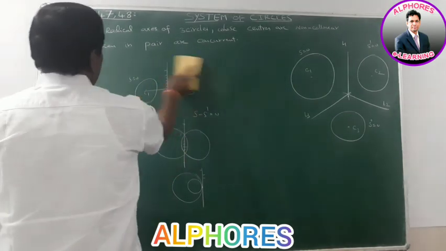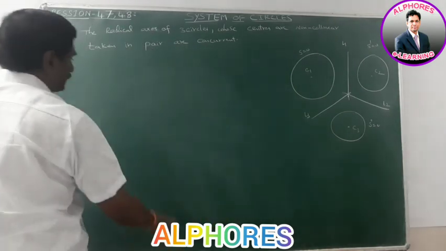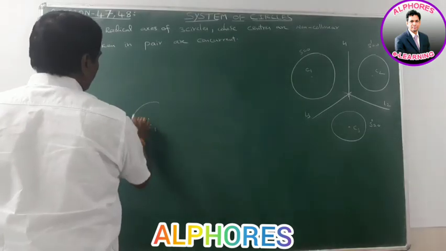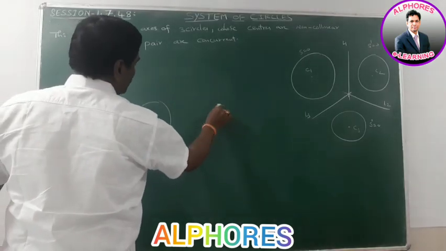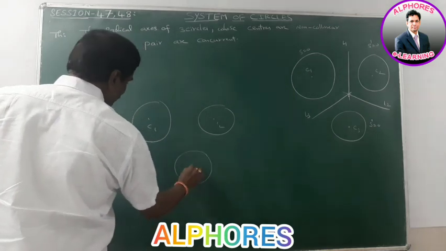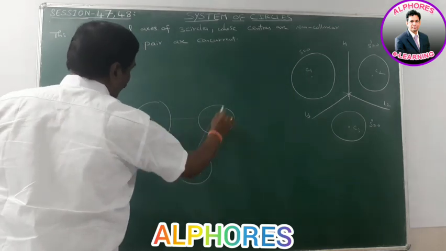The radical axis of 3 circles whose centers are non-collinear, taken in pairs, are concurrent. That means, suppose C1, C2, C3 be the centers of 3 circles. It is C1, it is one of the circles. It is C2, it is another circle. It is C3. Here C1, C2, C3 form a triangle, non-collinear points.